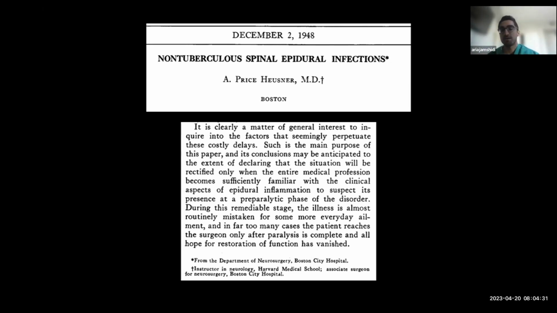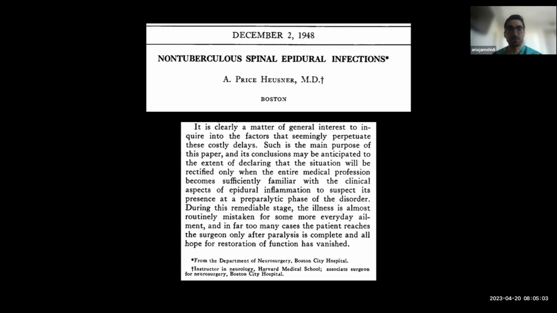I think we've all been here, especially as residents. We get called, 2 a.m., that patient's been here for 2 or 3 days. They finally got an MRI. By the time you see them, they're either quadriplegic or paraplegic from the epidural abscess. They're 48 hours out and there's not much that can be done. And sadly, this is published in 1948. I would say that we still have this issue where this illness is often routinely mistaken for some everyday ailment.